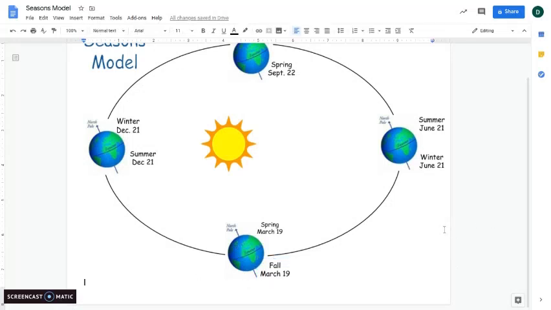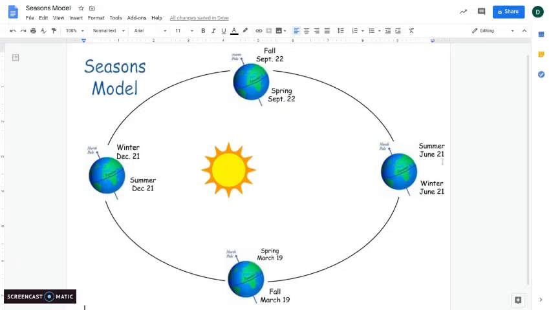The reason why we have the seasons is all because of the tilt of the Earth. It has nothing to do with how close or how far away we are from the Sun. So to review, we have summer when we are tilted closer to the Sun. We have winter when we are tilted away from the Sun, and our equinoxes occur when neither hemisphere is tilted towards or away from the Sun.